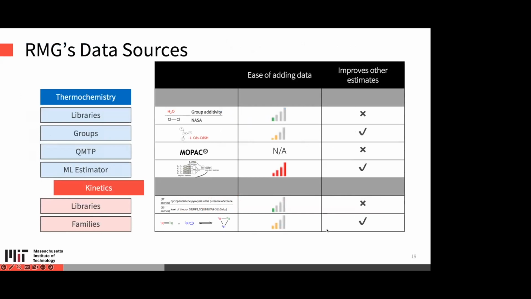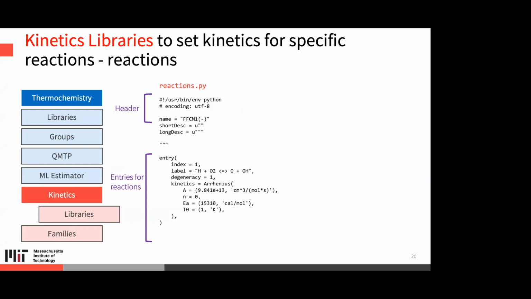So now we'll transition and look into kinetics. Similar to the thermo, we have libraries for all of our kinetic reactions, and it's a very similar syntax where we have a name at the top. In this case, it should match the directory name, not the file name. The file name is going to be fixed as reactions.py.